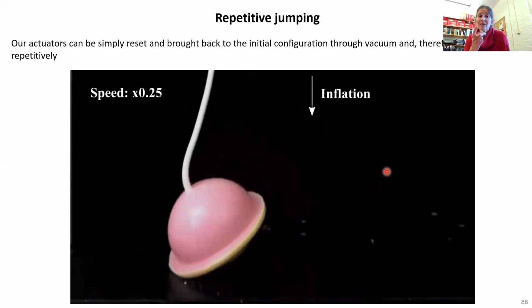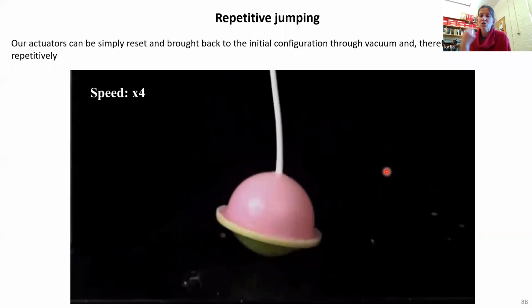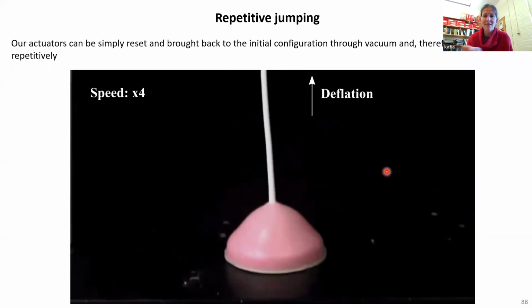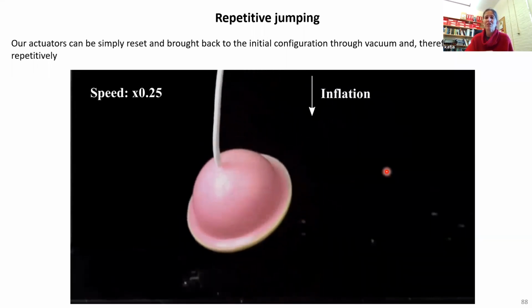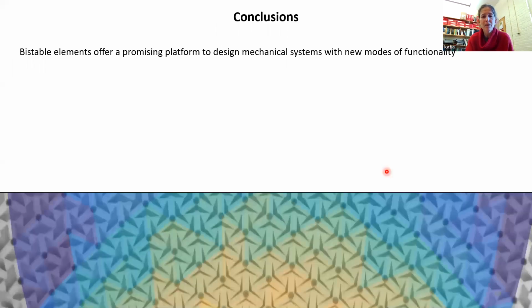In this case, an interesting feature is that it's very easy to basically reset. And, you know, you can take off multiple times. We just need to vacuum, and then we can jump again. And so pretty much this brings me to the conclusion.